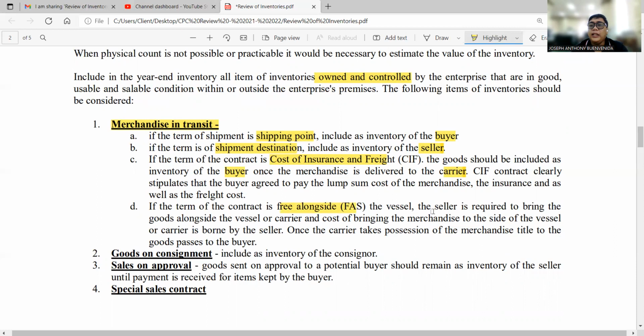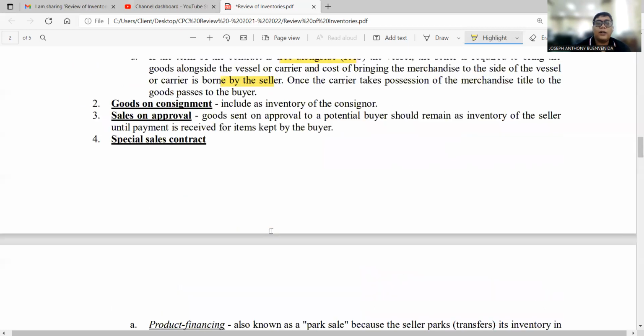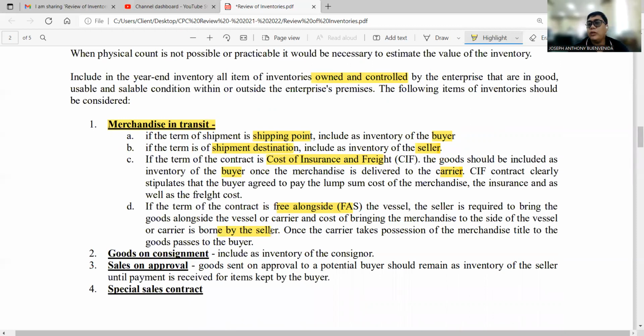Right? Now, the term naman is free alongside, or FAS. The seller is required to bring the goods alongside the vessel or carrier, in cost of bringing the merchandise to the side of the vessel or carrier is borne by the seller. Once the carrier takes possession of the merchandise, the title to the goods passes to the buyer. The FOB shipping point man, no? Kay the moment nga nasakay na sa barko or sa shipper, no, then nag-transfer na ang ownership from the seller to the buyer.